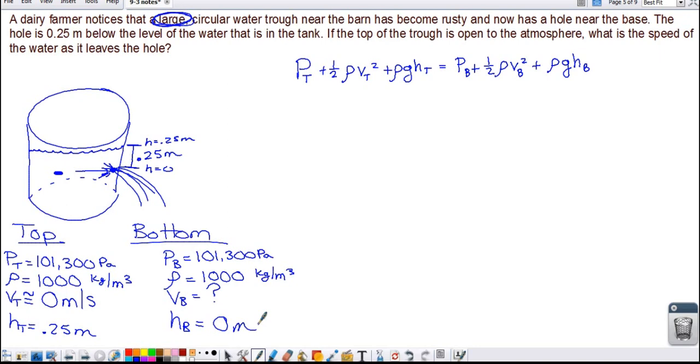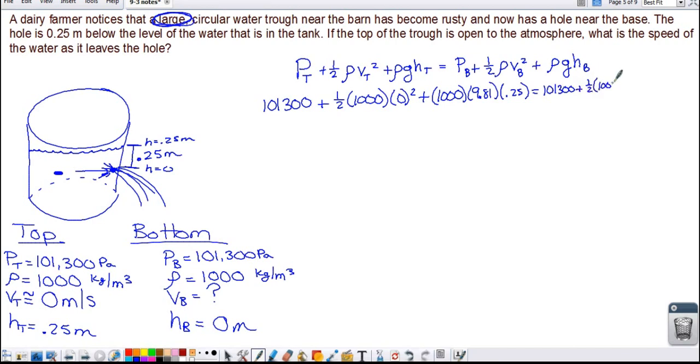Okay, now we're ready to substitute in and solve. So we have 101,300 pascals plus 1/2 times 1,000 times 0 squared plus 1,000 times 9.81 newtons per kilogram. We didn't even write that one down, but we've got that one memorized from before. Times the height at the top, which is 0.25 meters, is equal to 101,300 pascals plus 1/2 times 1,000 times the velocity at the bottom, that is what we're solving for, squared, plus 1,000 times 9.81 times the height at the bottom, which is 0.